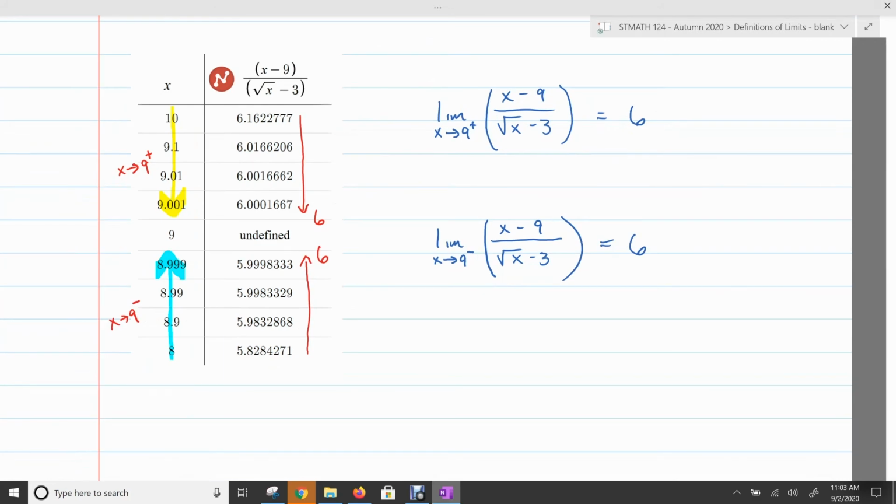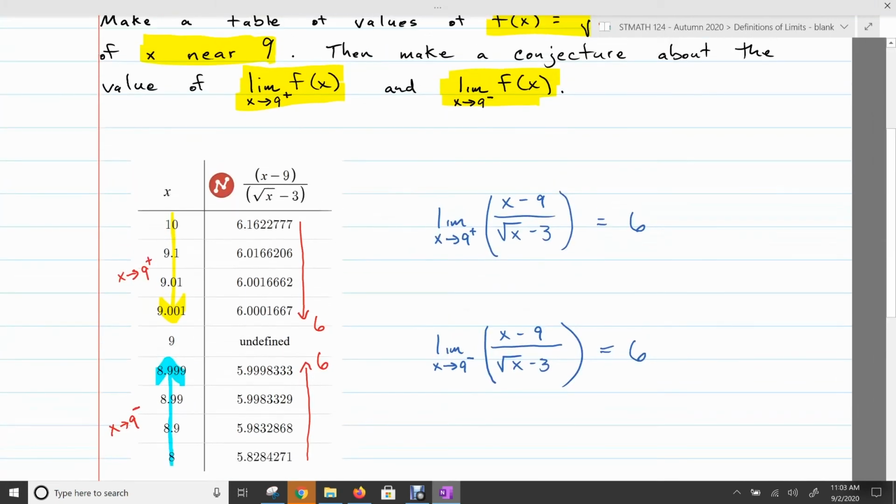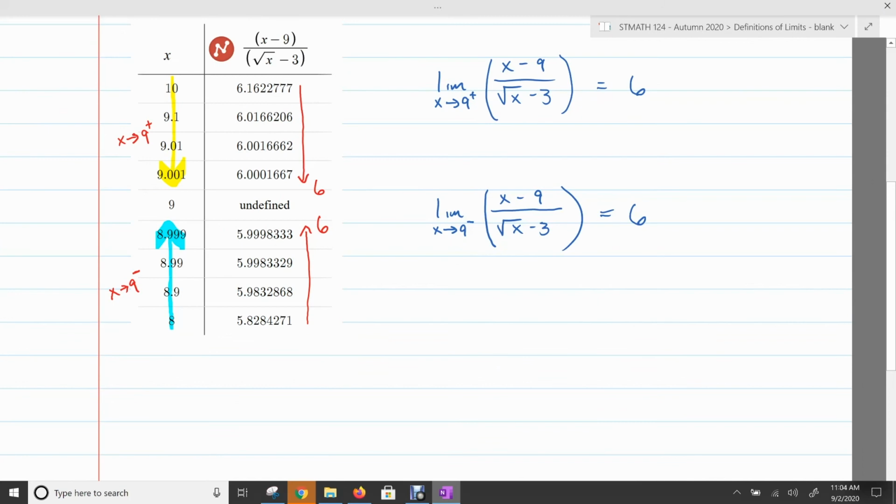There's something interesting going on here, though, which is the reason I chose this example. We see that the left-hand limit and the right-hand limit were both equal to 6 here. I just want you to remember, when we looked at this example earlier, we also said that the two-sided limit was 6. So this is kind of what you would expect.